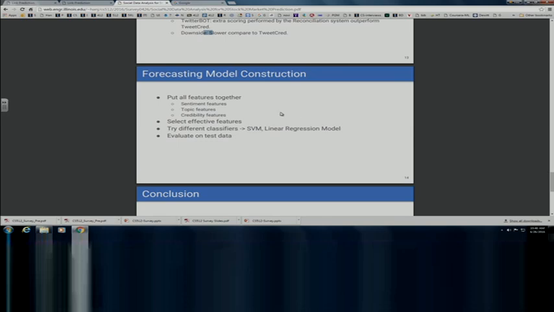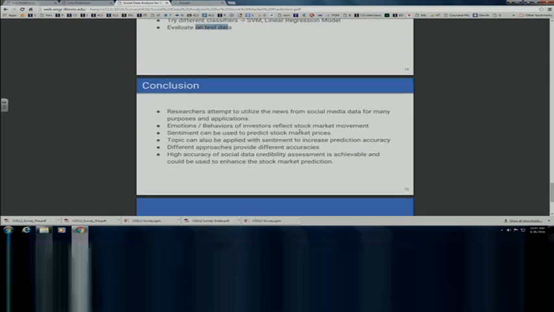In our paper, we try to put all the features together: the sentiment feature, topic feature, and credibility feature, select the effective features, try some classifiers, and then evaluate the data. So for the conclusion, based on the survey that we did, we believe that we can produce high prediction accuracy to predict the stock market. Thank you.